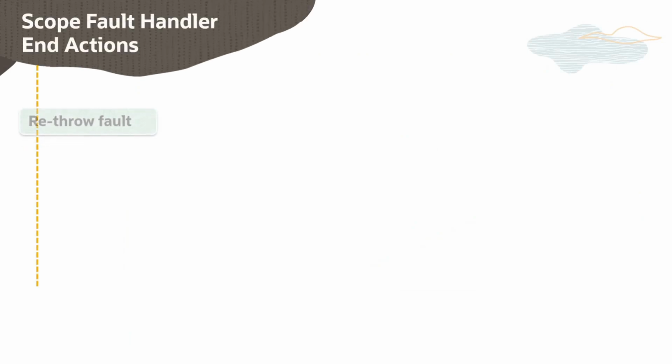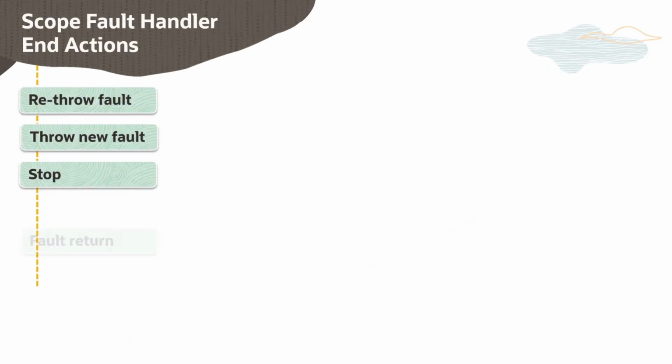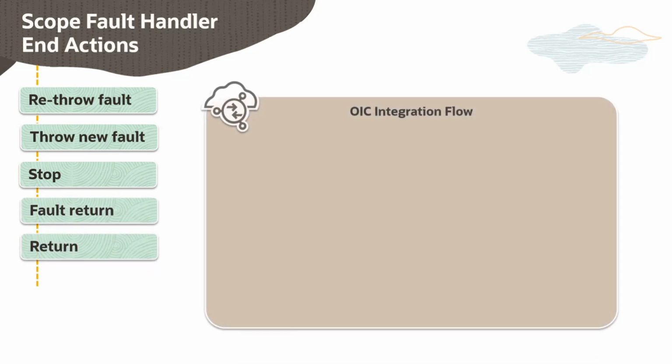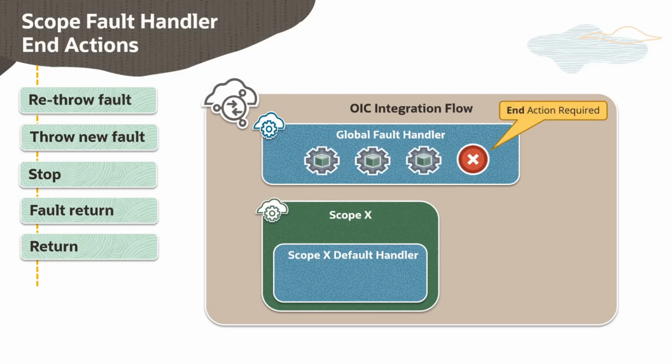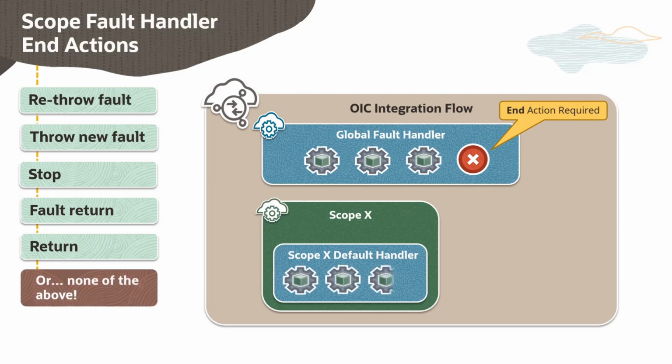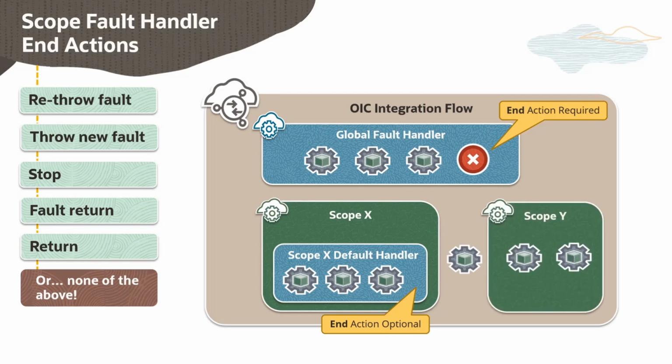So then, how do we end the fault handler? If you recall from the previous lesson on the global fault handler, I discussed these 5 end actions and their behaviors, and as you can see, these are the same actions you can use in the scope fault handler. The big difference is that while the global fault requires an end action, a scope fault handler does not. The last action in the fault handler can be anything, which means you don't have to use an end action. Instead, if you don't, the integration flow will simply continue on to the next action outside the scope.